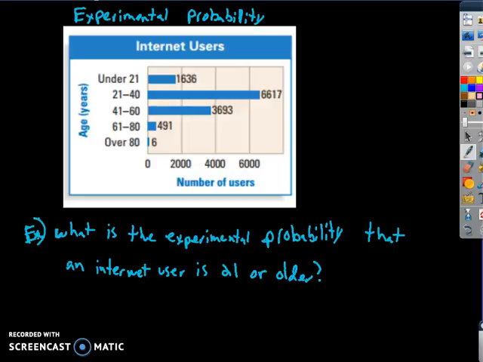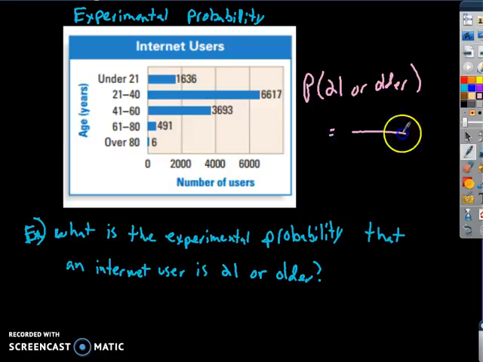All right, last example, and this deals with experimental probability. We've got a chart here that talks about internet users, and this is the age of them, under 21, 21 to 40, 41 to 60, and so forth. And this is the number of internet users that go by those ages. So the question is, what is the experimental probability that an internet user is 21 or older? An experimental probability means that we don't have all the data in the world. We did an experiment, and this is enough to prove it with the experiment we have in hand. So we want to find the probability that it's 21 or older.